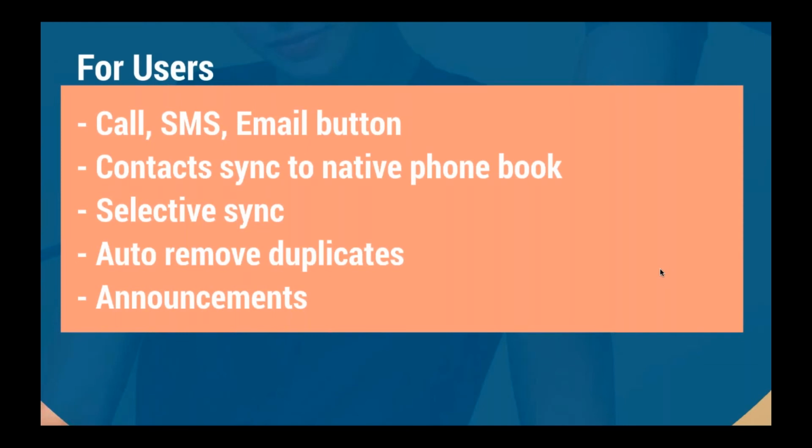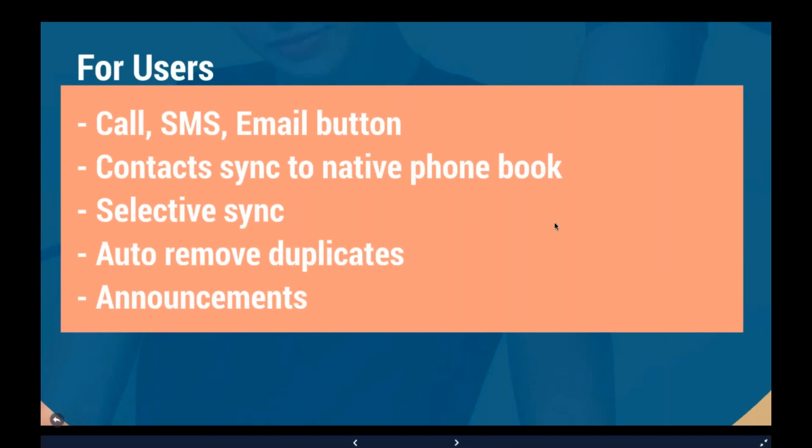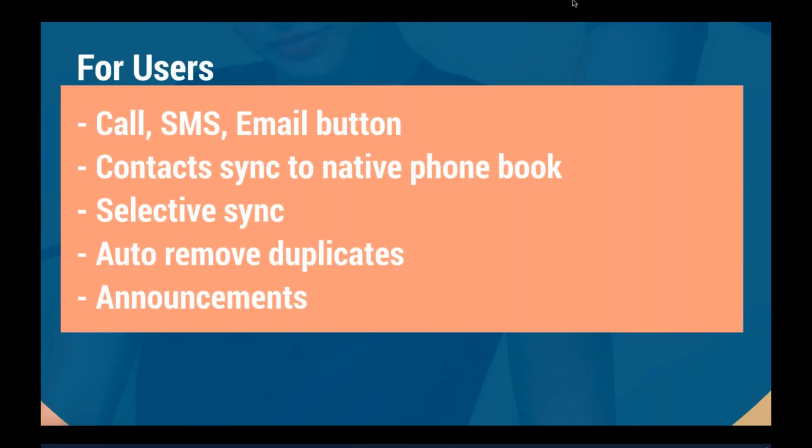Selective sync. Once the tag sync is enabled, user has to select tags by tapping on the select tag to sync. Now, once you select the tags, it will only sync the contacts which have at least one of the tags selected in the select tag to sync.